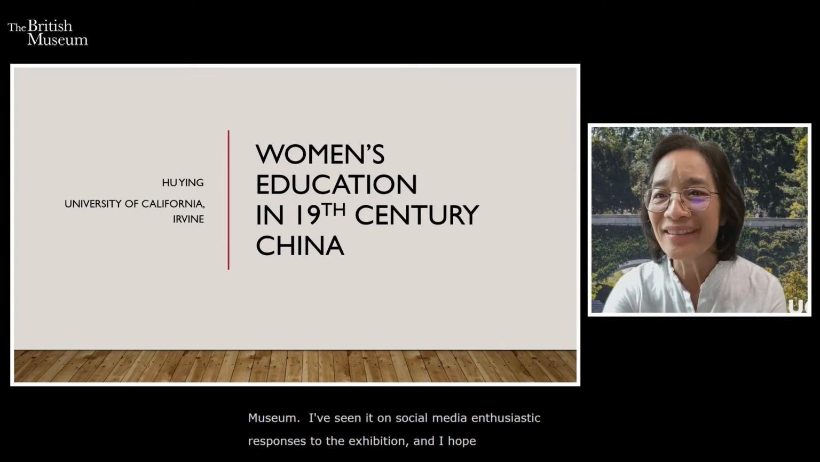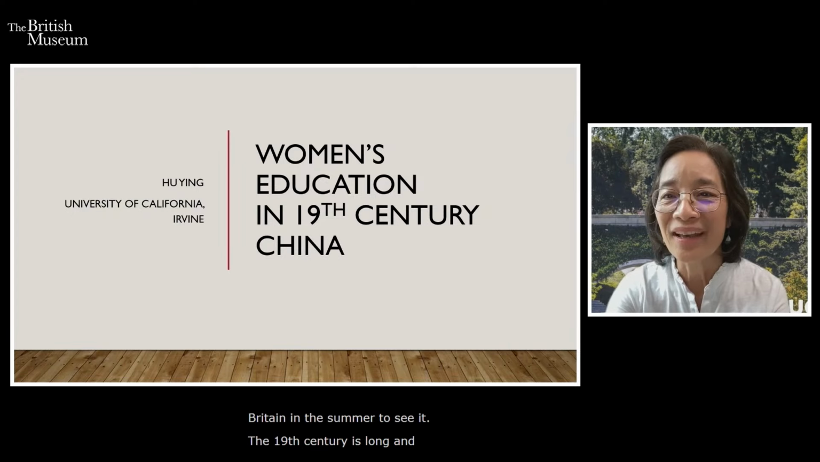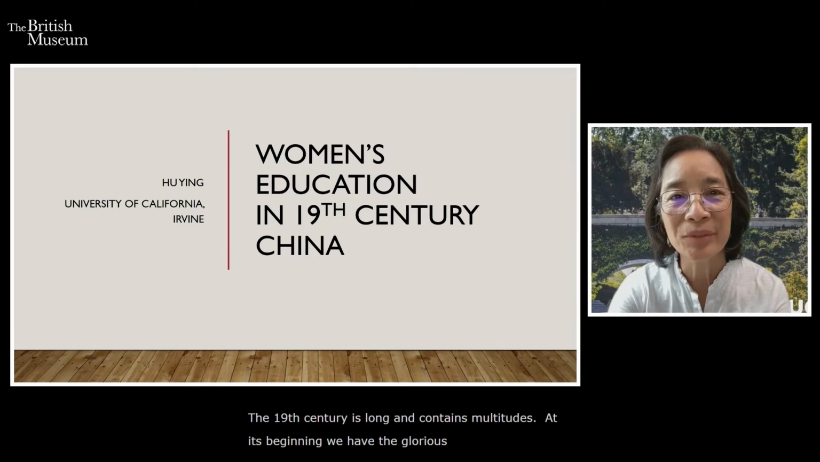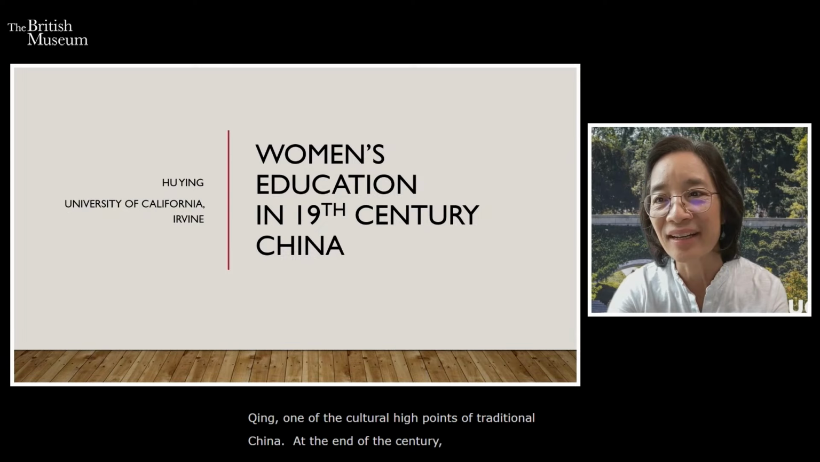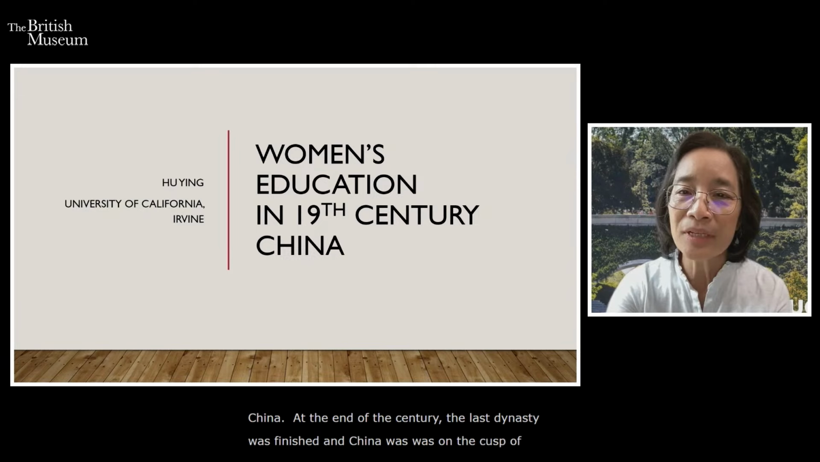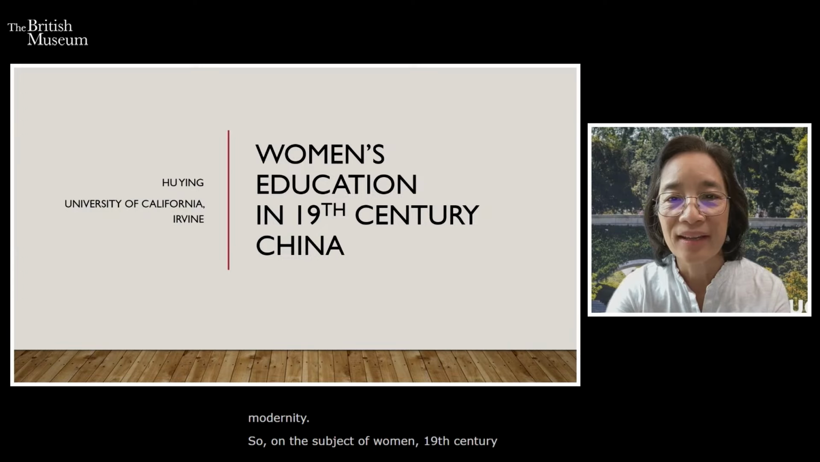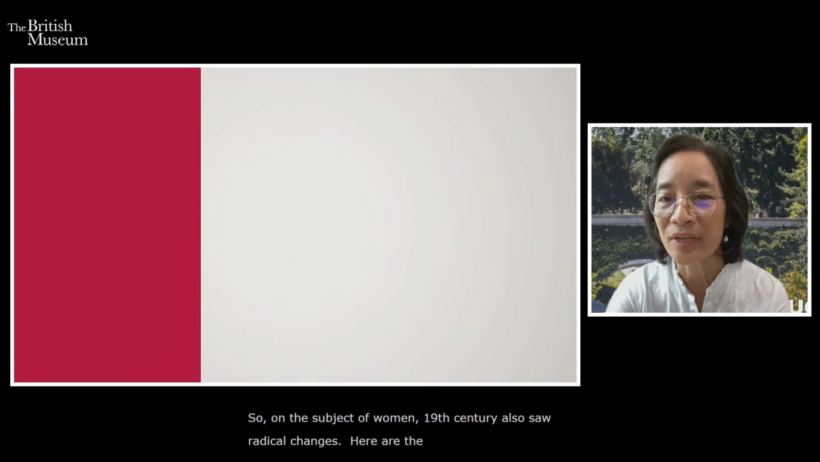So the 19th century is long and contains multitudes. At its beginning, we have the glorious days of the High Qing, one of the cultural high points of traditional China. At the end of the century, the last dynasty was finished and China was on the cusp of modernity. So on the subject of women, the 19th century also saw radical changes. And here are some basic questions that I will address today.